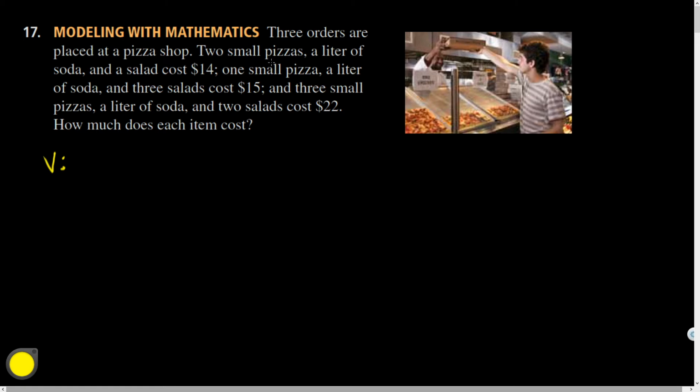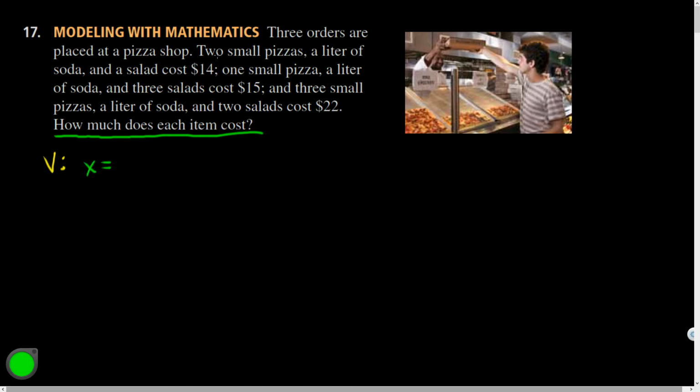Three orders are placed at a pizza shop. They cost different amounts. How much does each item cost? And so often the case, the variables are the question being asked. And so they're asking about cost. It's going to be measured in dollars because that's what I'm seeing here. And they're talking about items, not orders. And so let's see what we get.